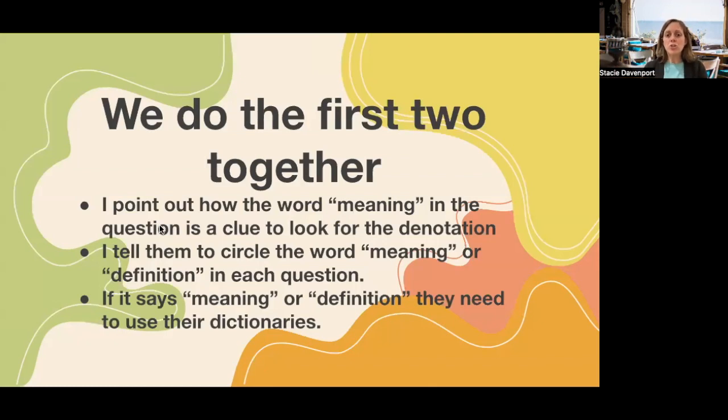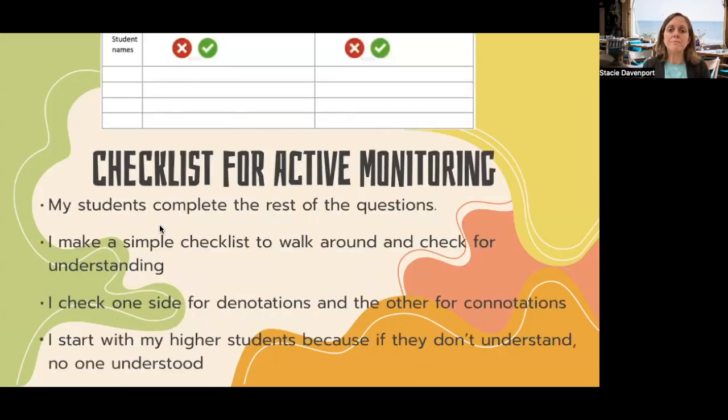So we do the first two together so that I can walk them through that. And I'm going to model my thoughts about what I'm thinking. So again, I'm going to point out all the things that I just told you. I'm going to do that with them. And then I'm going to let them do one that's also a meaning one on their own. And then I'm going to give them some more for connotations. And we're going to do the first two together, and then I'm going to let them do the next one on their own.